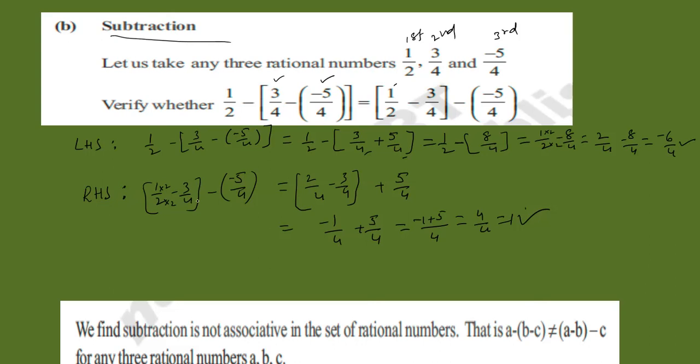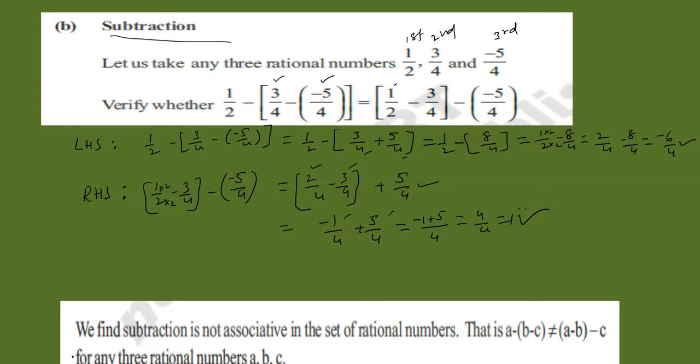We will also check the second one. Here 1 by 2 and 3 by 4 are not like fractions. We convert these two into like fractions. That means 2 by 4 minus 3 by 4 in the first instance. Minus into minus, plus 5 by 4. Here in the bracket, 2 by 4 minus 3 by 4, both are like fractions, hence minus 1 by 4 plus 5 by 4. Finally what we got? 4 by 4, that is 1.